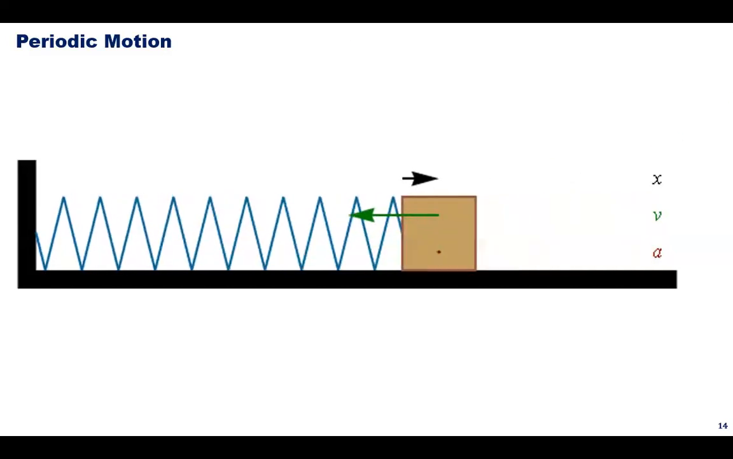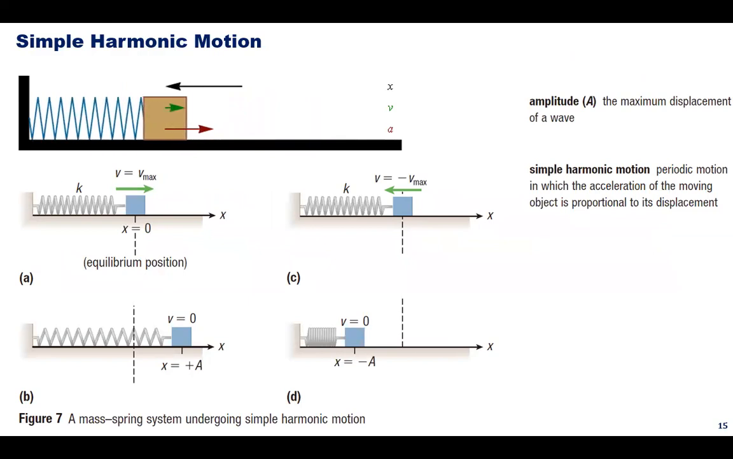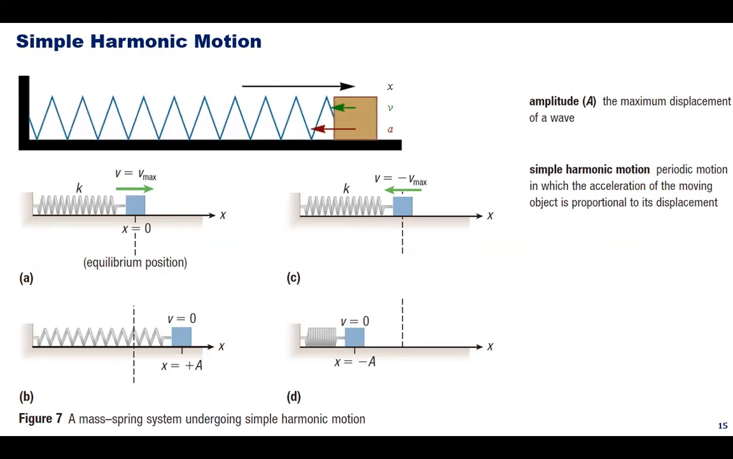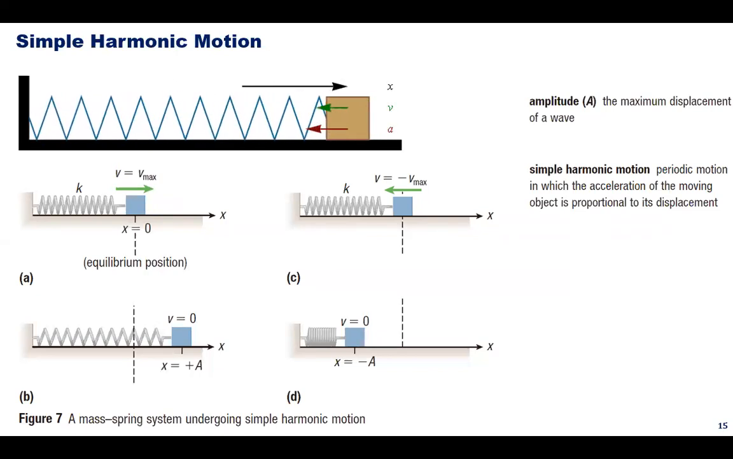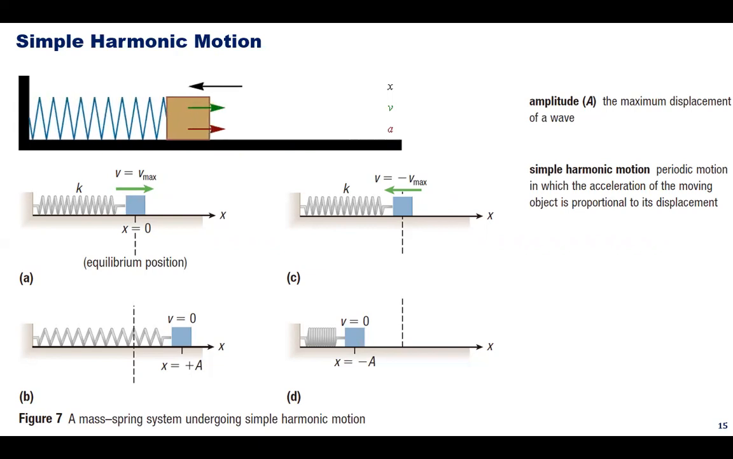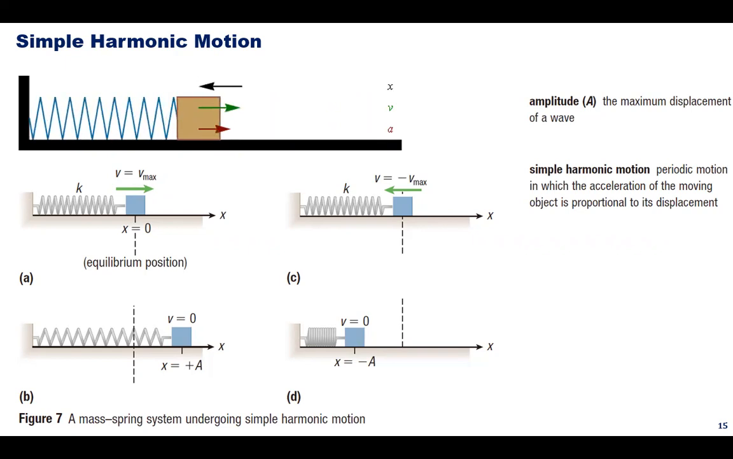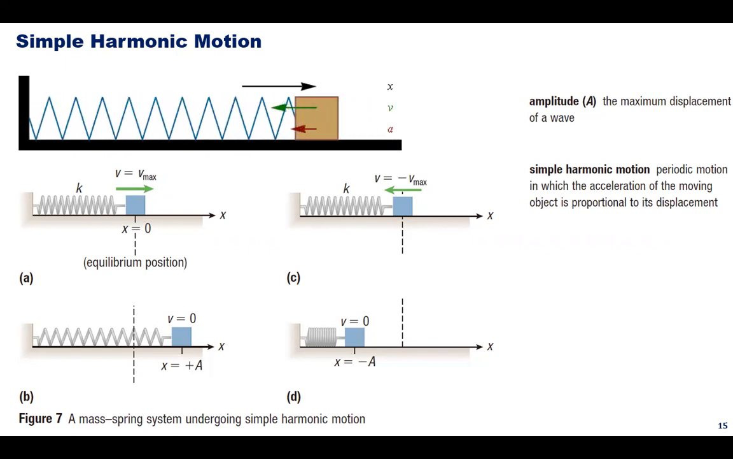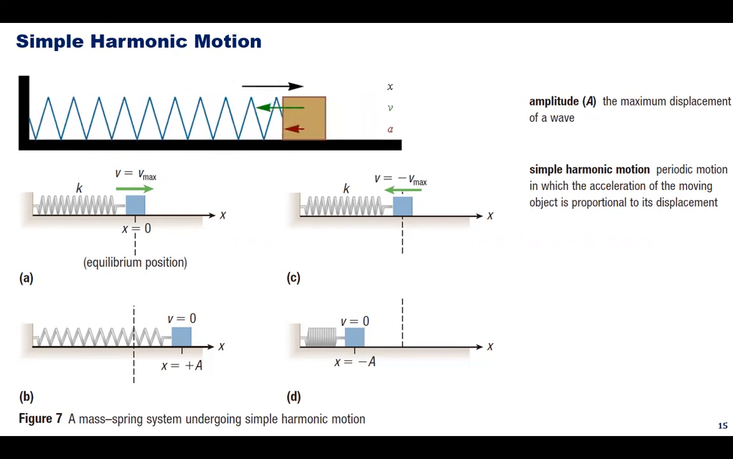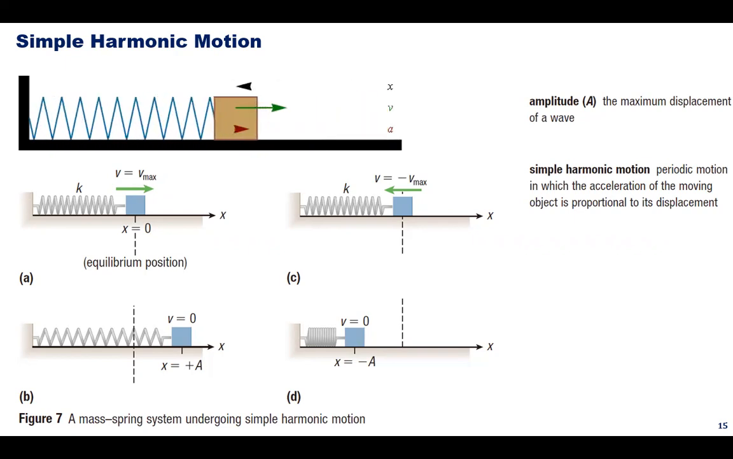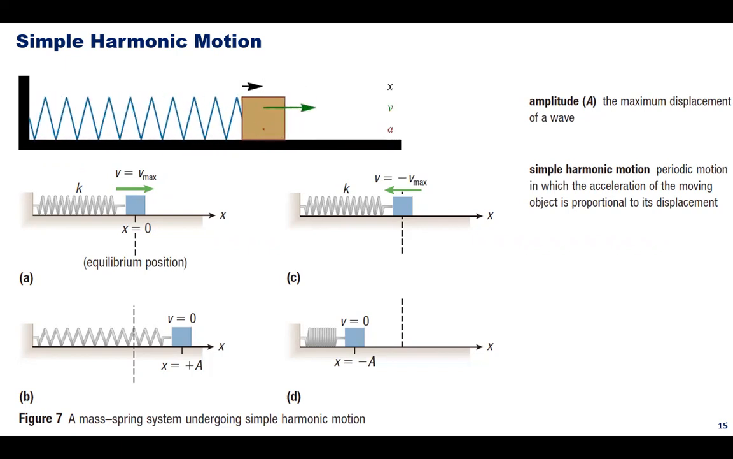Okay, so one of the periodic motions is called simple harmonic motion. Suppose a block is connected to the spring and both are resting on a frictionless surface. The block is at equilibrium when it's resting at the initial position x equals 0, as shown here in figure 7a. In figure 7b, the spring is stretched to its maximum limit or amplitude A.